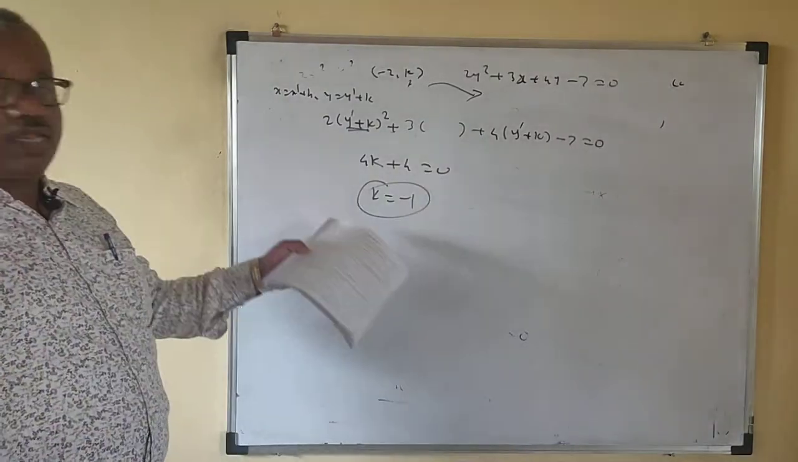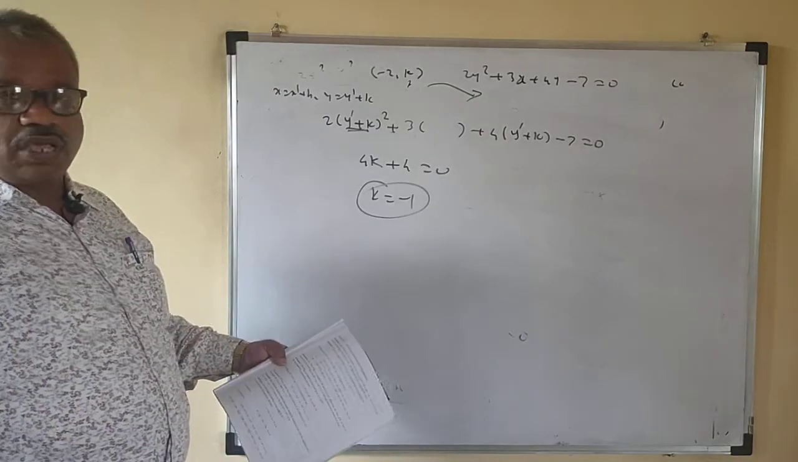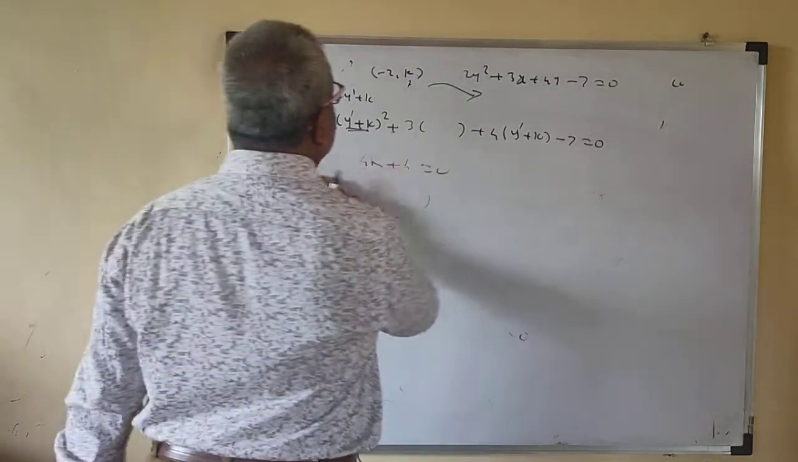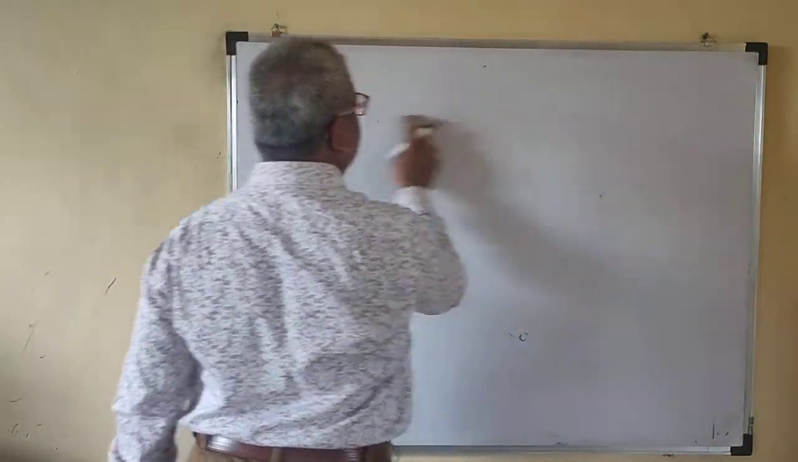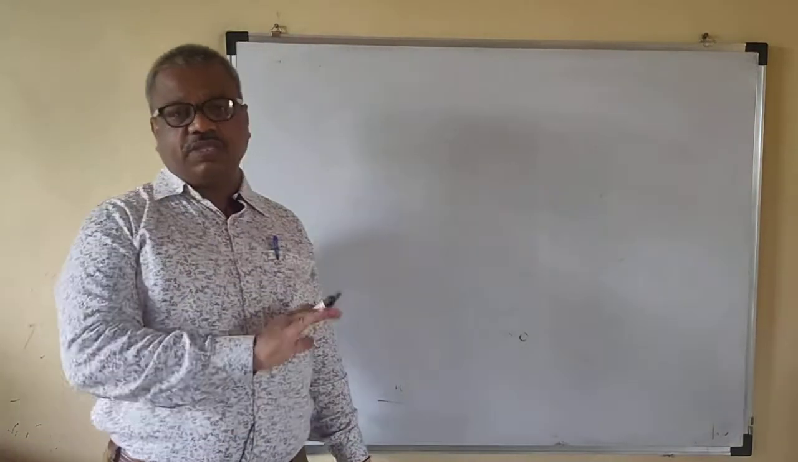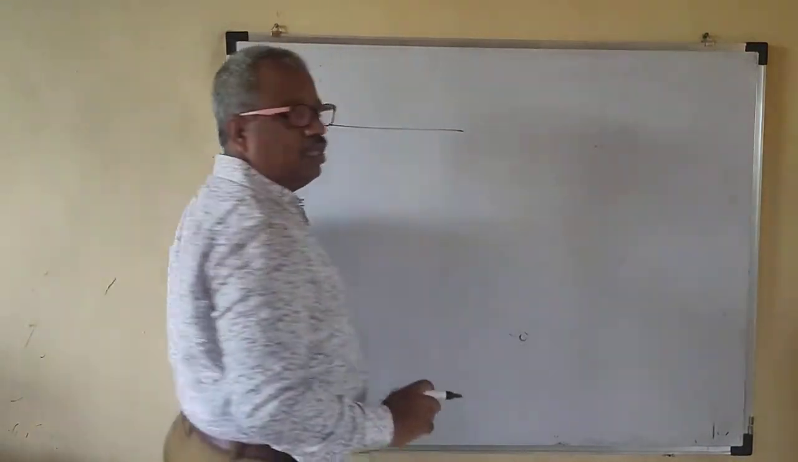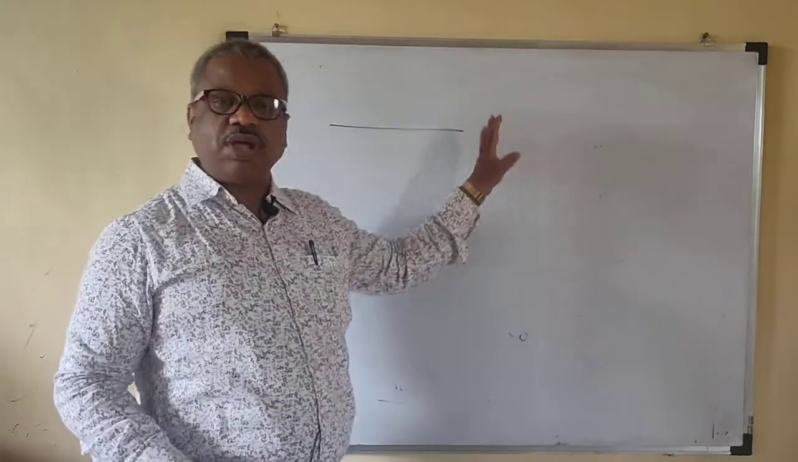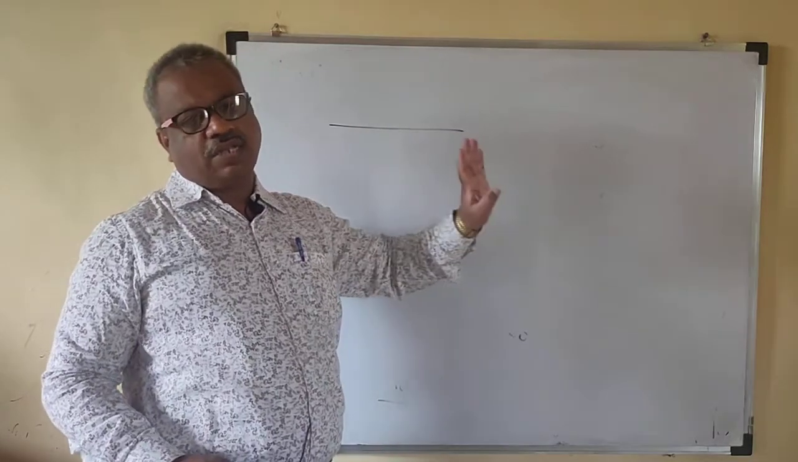So if there is no product term and you shift the origin, then in the transformed equation you have to collect only the coefficient of x, the coefficient of y, and the constant.